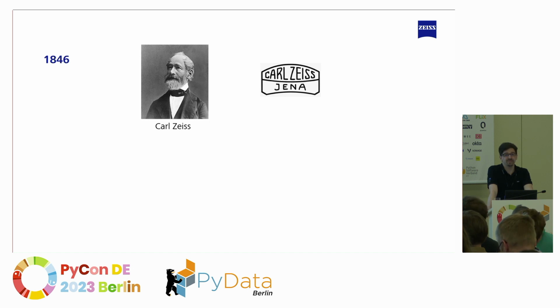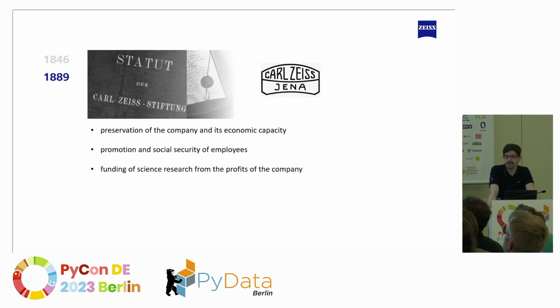And in fact, then he founded a company, and it was a great success because they could deterministically build good optical devices. So this company grew, and he decided that after his death, this company would be transferred to a foundation. And the foundation has 3 goals. First goal is make sure that the company stays alive. Second goal is promote the social security of your employees. And third goal is fund science and research from what you earn with your company.